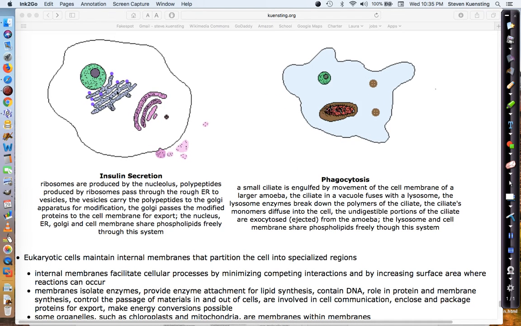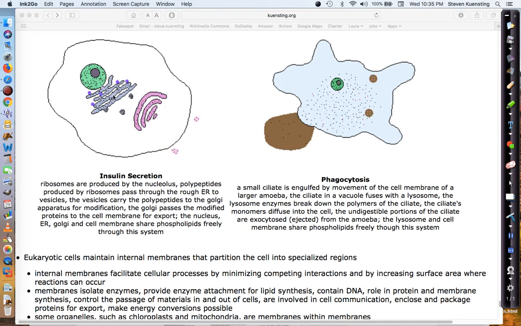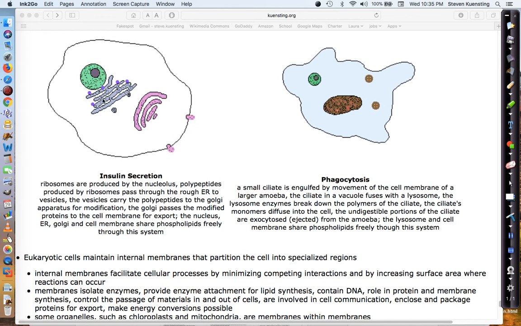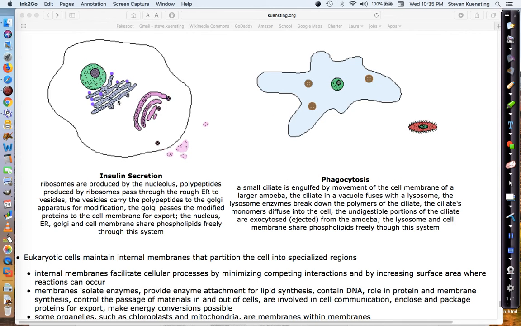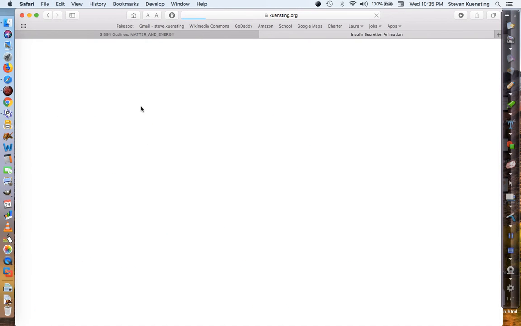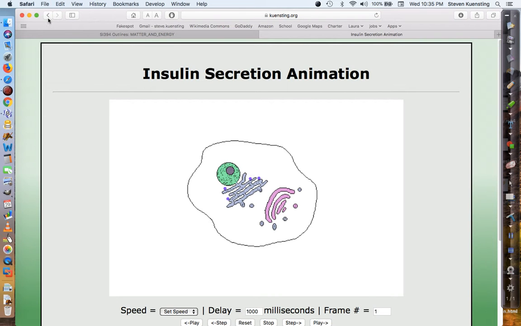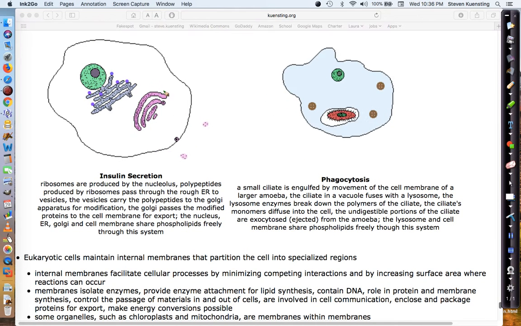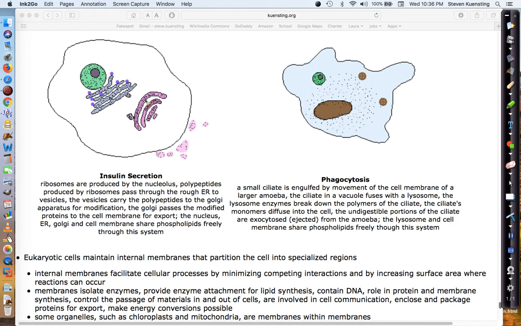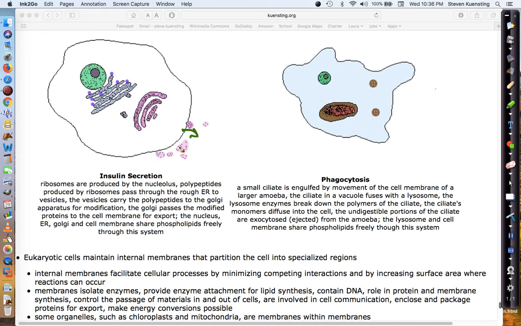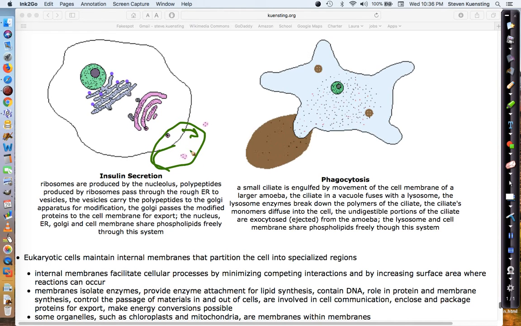We have the ER manufacturing proteins. Actually, it's the ribosomes that make the proteins. The proteins go through the ER, come off on little vesicles, they go to the Golgi. The Golgi then passes or modifies the proteins and then passes them to the cell membrane, and then they're exocytosed out here. This is exocytosis that's happening here.